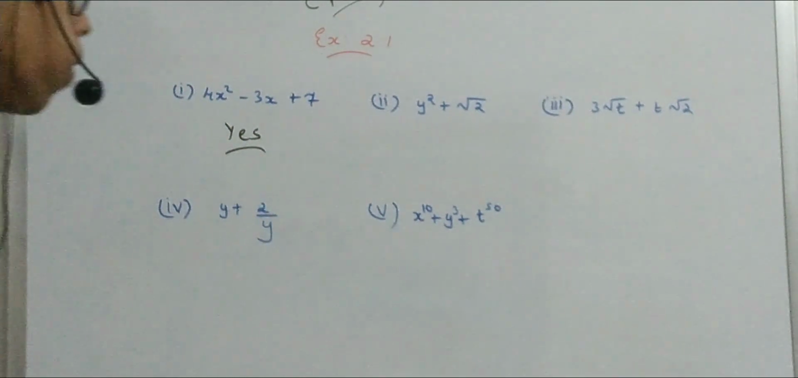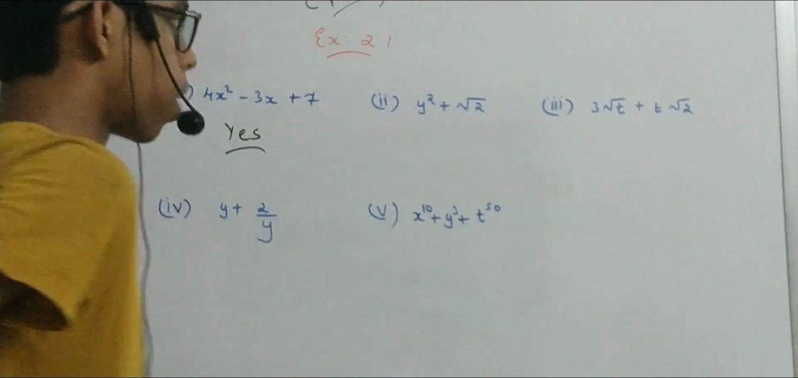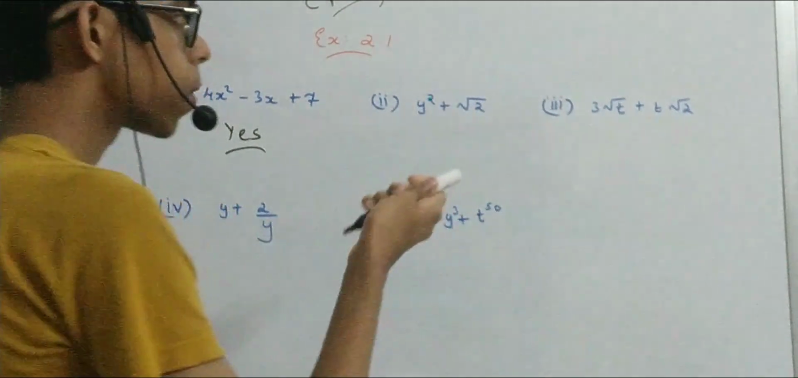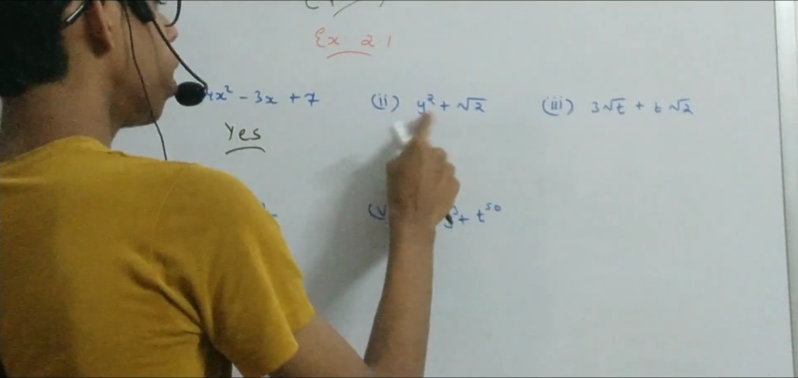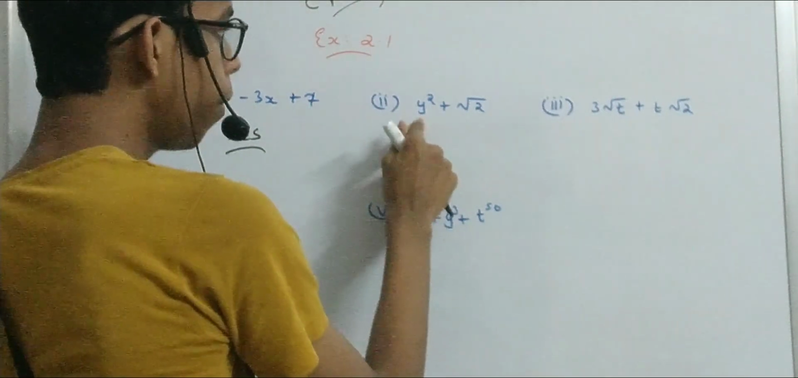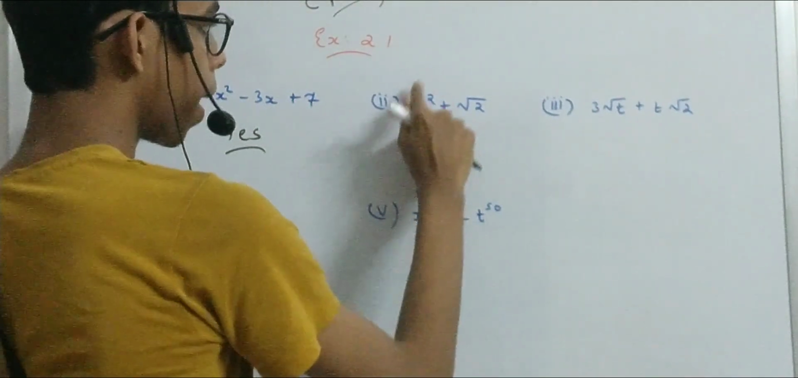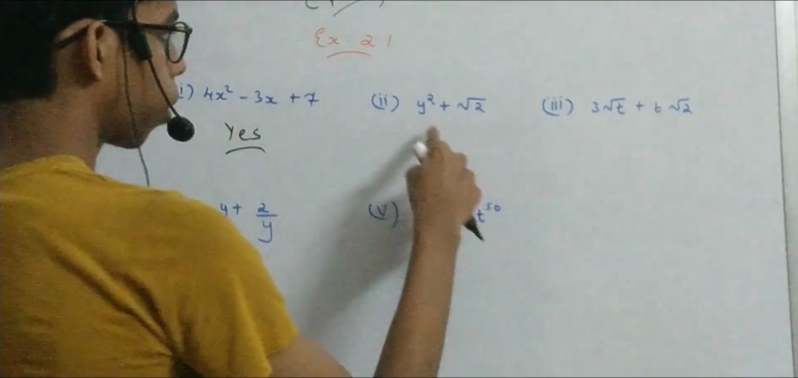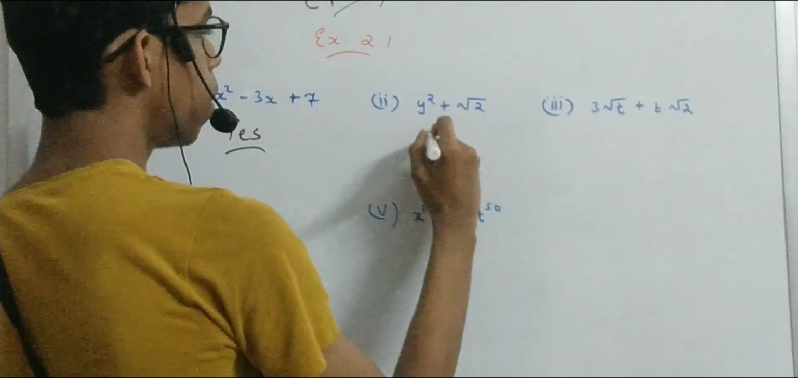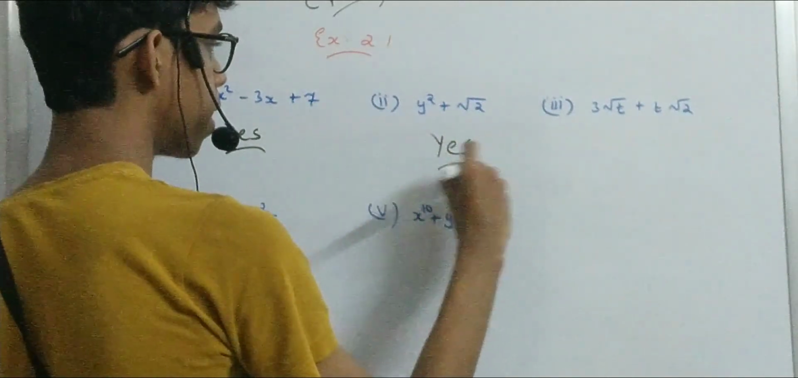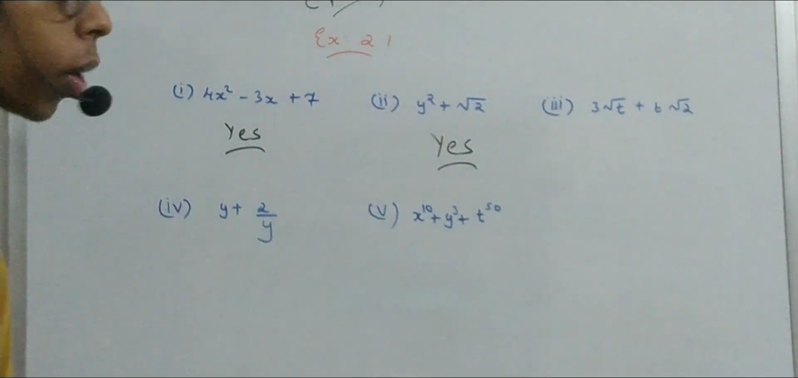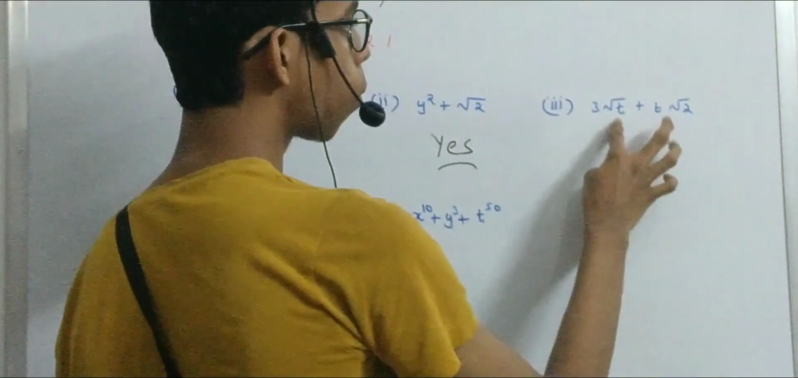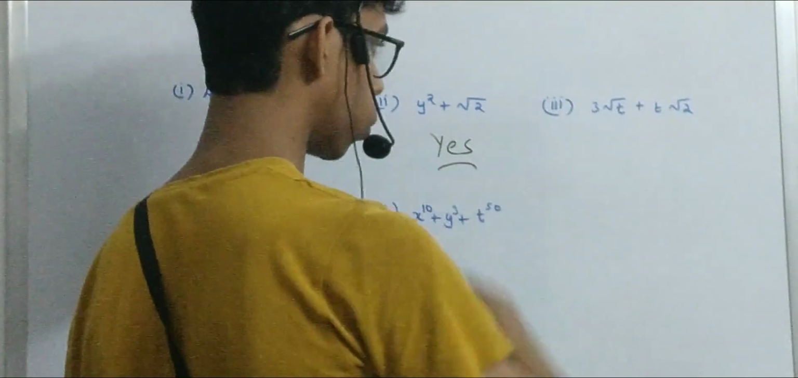Okay. So now let us move on to a second one, which is y square plus root 2. So we know y square plus root 2, this is again a polynomial in one variable. Also we can see the exponent or the power of the variable is a whole number. We know 2 is a whole number. So this also definitely is a polynomial.